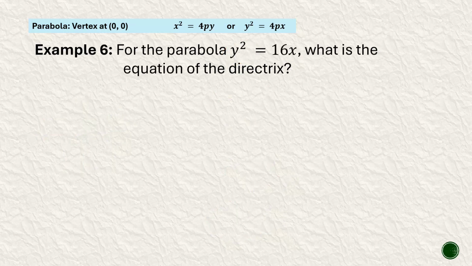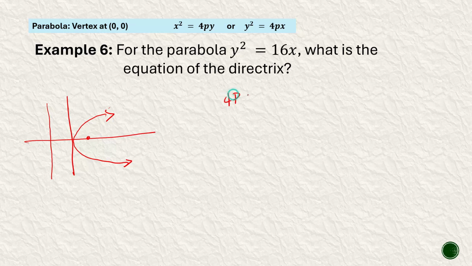All right, let's answer the next one. Here we have a parabola that opens to the right. How did I know that? Because the term with the square is y, and on the right side we have a positive 16. So that means the parabola is like this, which tells us that the focus is right here and our directrix is right here, which means it's going to be x equals some negative number.